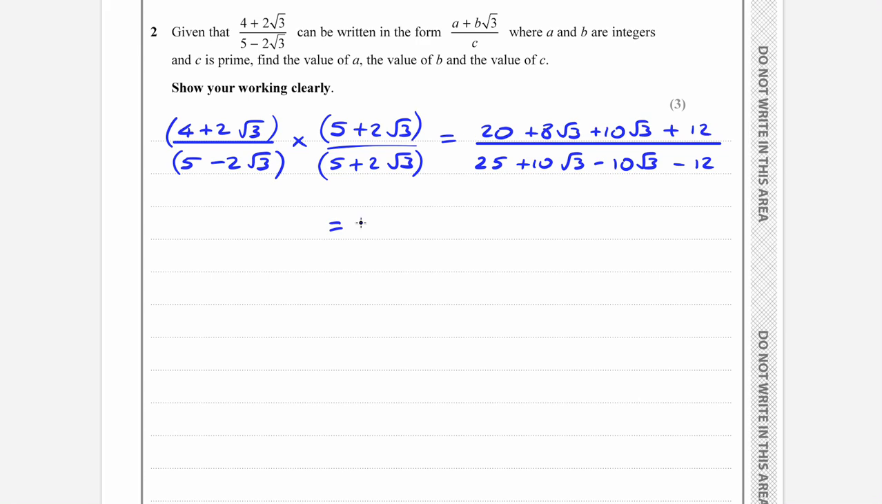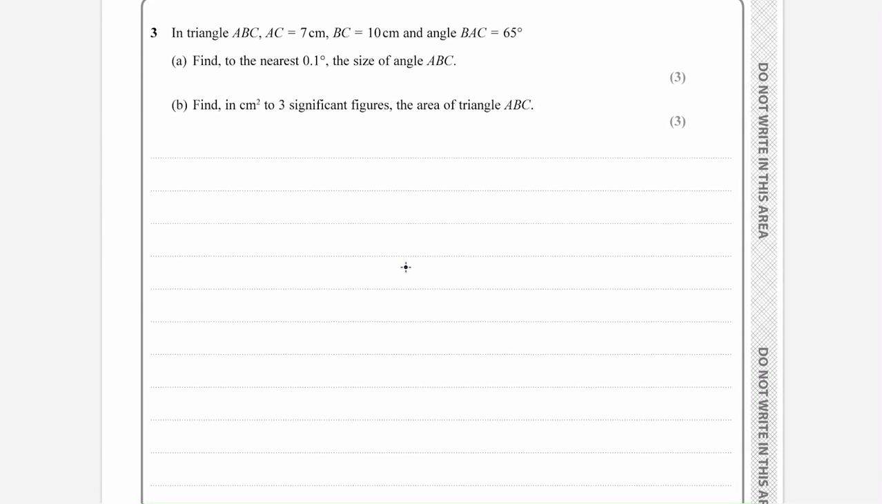Okay, this then becomes, the top is 20 plus 12, which is 32. And then it's plus 18 root 3. 32 plus 18 root 3 over, these cancel. 25 minus 12 is 13. C is prime, so that's it. I'm pretty sure, guys, your calculator would give you that, so you can obviously check your answer with the calculator. Okay, that is question 2.